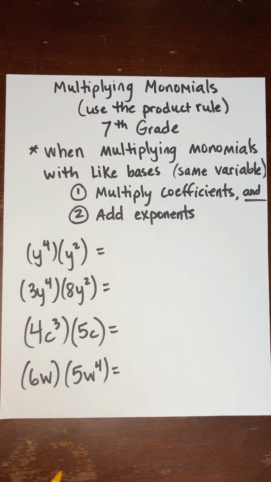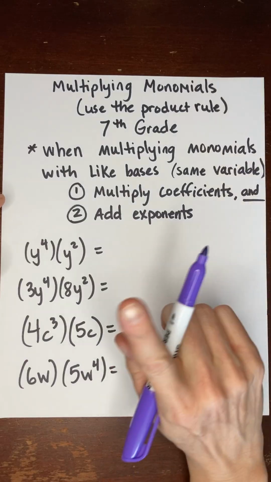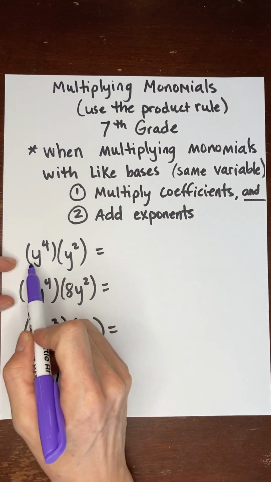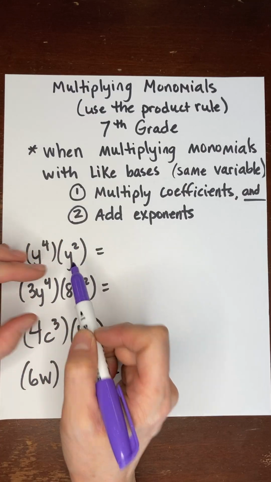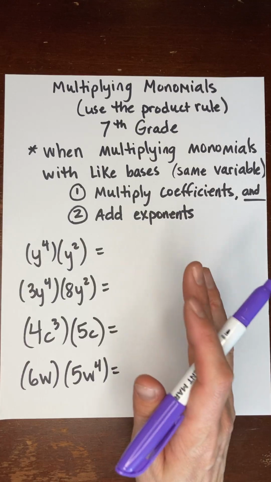Let's multiply monomials. So a monomial is just a polynomial with one term, okay? But let's not get bogged down with that. This is an example of a monomial, everything inside the parentheses. But what I want to focus on is the rule for this.